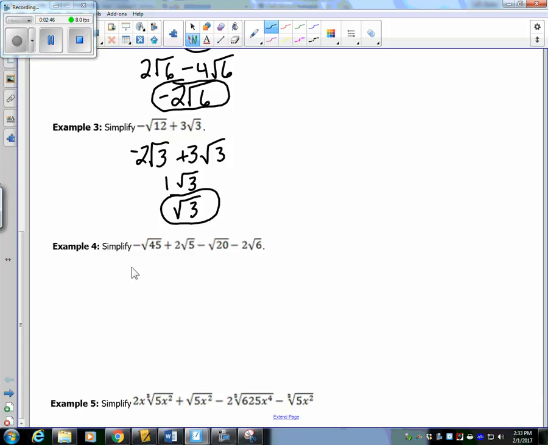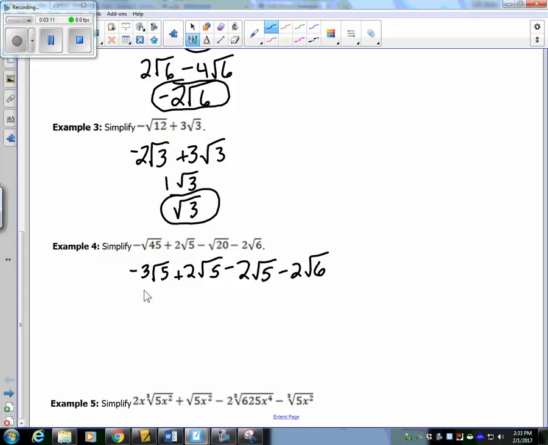The first term, square root of 45, is 3 square root of 5. I don't like skipping steps here, so if I'm simplifying each term, that's what I do throughout the whole problem. So square root of 20 is 2 square root of 5, minus 2 square root of 6 on the end there. So we still have 4 terms. I haven't combined any like terms yet.